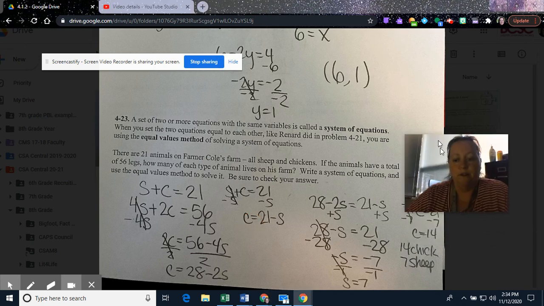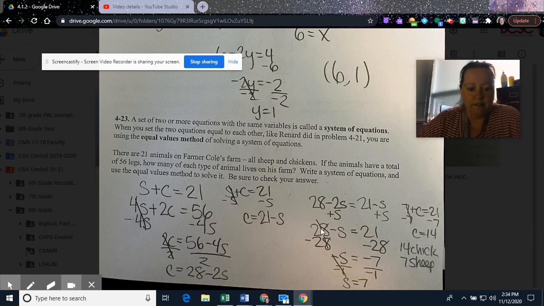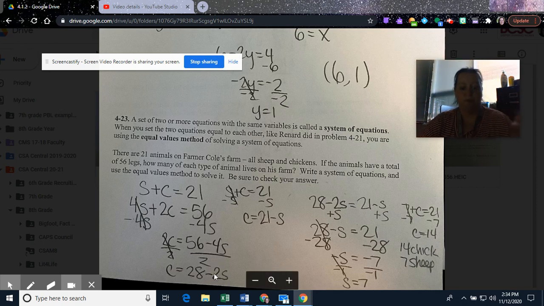Then you will solve this equation. If the number of chickens equals 28 minus 2s and the number of chickens equals 21 minus s, we know that those two expressions have to equal each other. So I'm going to add s to both sides first. Then I have 28, negative 2s plus 1s is a negative 1s. So I have 28 minus s equals 21. Subtract 28 from both sides, and I get negative s equals negative 7. Divide both sides by negative 1, and that tells you that there are 7 sheep on the farm.